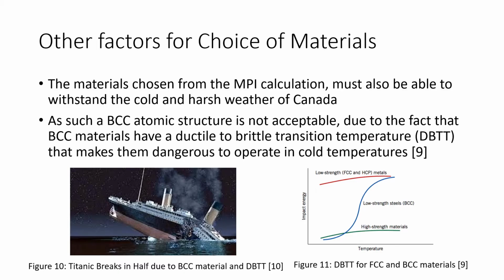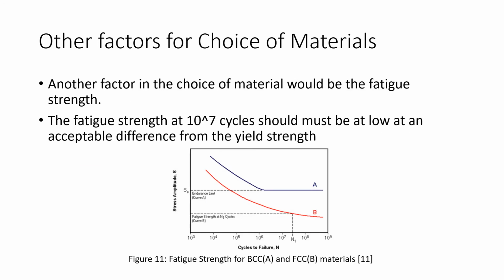Some other criteria that we had for limiting our selection was to choose a material with a non-body-centered cubic, or BCC, crystal structure, because BCC materials have a brittle to ductile transition temperature, which causes them to fail under extremely low temperatures. Another factor in the choice of material would be the fatigue strength limit. CES has the fatigue strength limit set at 10 million cycles. An optimal material should retain a large portion of the original yield strength by that many cycles to ensure it will not fail under a small usage time.